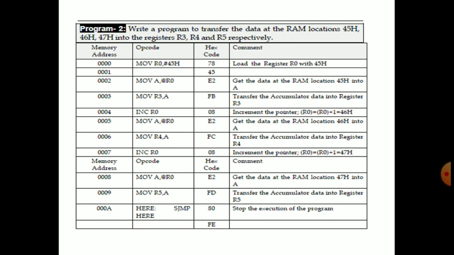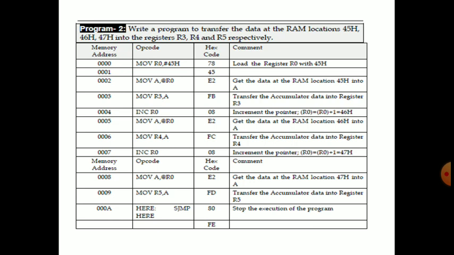So we have been given the locations, that is addresses 45H, 46H and 47H, into the registers R3, R4, R5 respectively. That means the contents of address 45H have to be moved onto the R3 register, the contents of 46H onto R4, and again 47H to R5. Respectively means the first goes to the first, the second goes to the second, and the third goes to the third register.